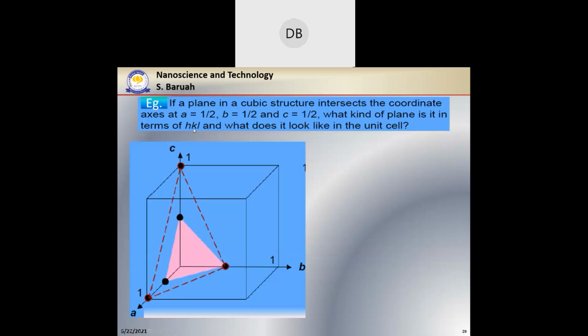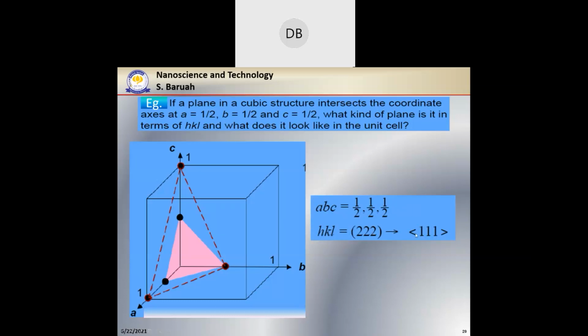So what kind of plane is it in terms of HKL, and what does it look like in a unit cell? All right, so we are saying half, half, half. Here it is cutting A, B, and C at half, half, and half. So how do we calculate the Miller indices? We take the reciprocal. That means 1 by half, 1 by half, 1 by half will give you 2, 2, 2. All right. So this is the particular plane.